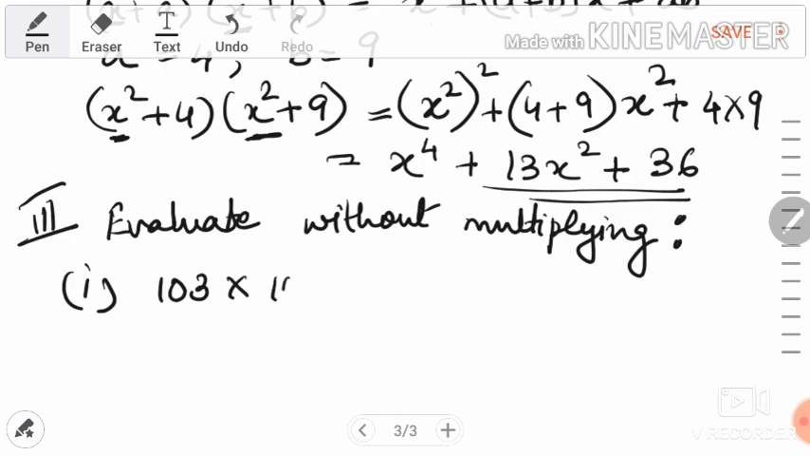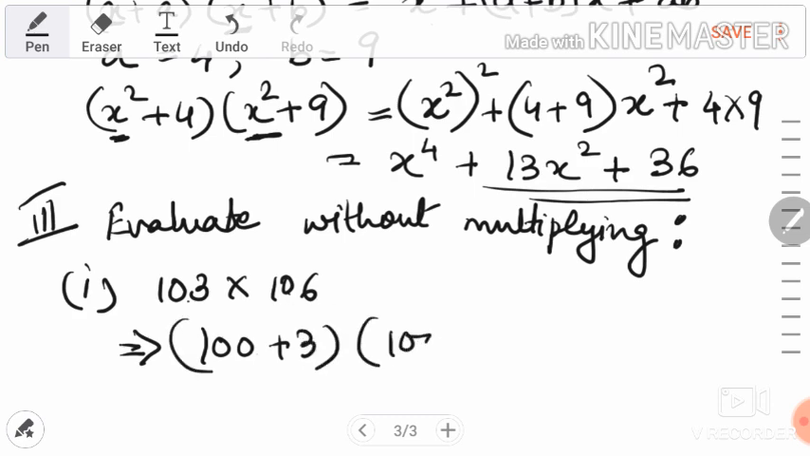103 into 106. To find the product of these two numbers without actually multiplying, we will use the identity. So for that, we will first express these two numbers in the form of identity. 103 can be written as 100 plus 3, and 106 can be written as 100 plus 6.